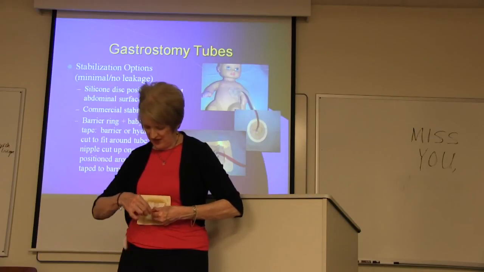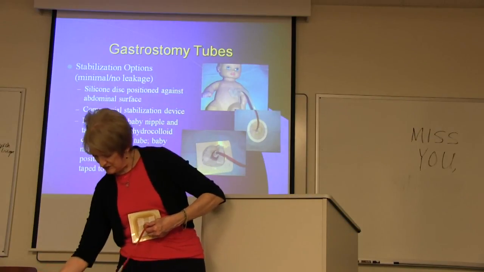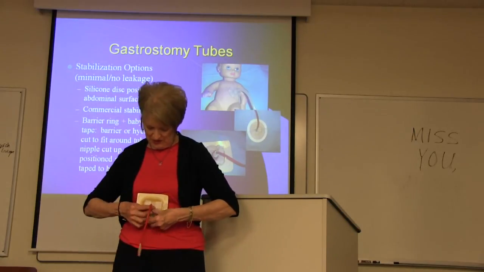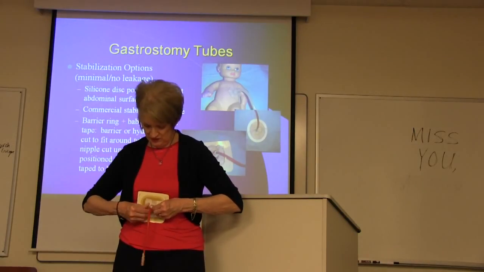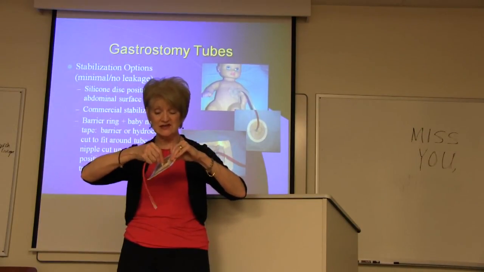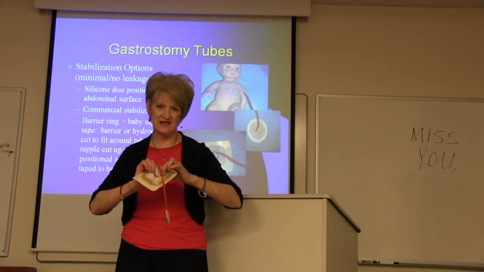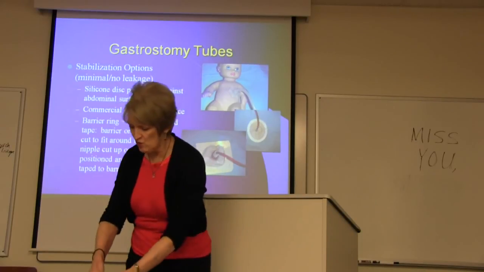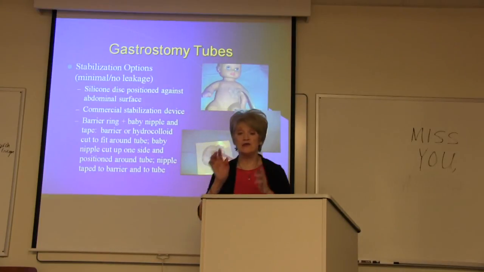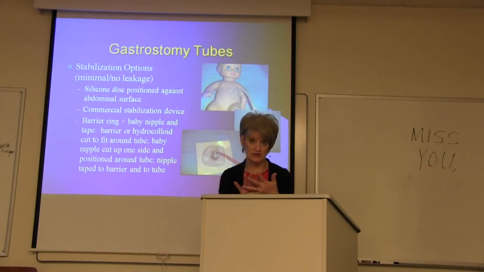And then once I get that done, I'm going to take my last strip of tape and tape right around the baby nipple to the tube. And then the tube is going nowhere. So very simple, easy to teach, easy to find the supplies. And of course, there are also commercial devices that you can use. So either your silicone disc, your commercial devices, or a hydrocolloid wafer and a baby nipple are great ways to stabilize the tube.